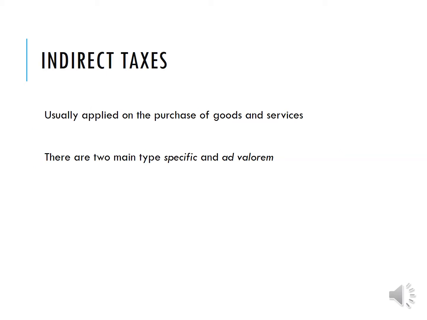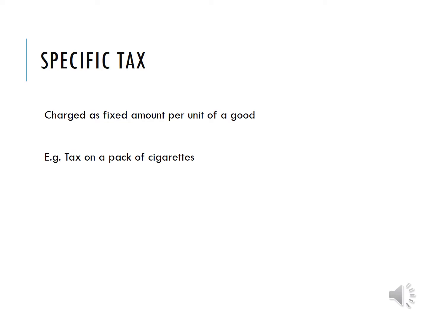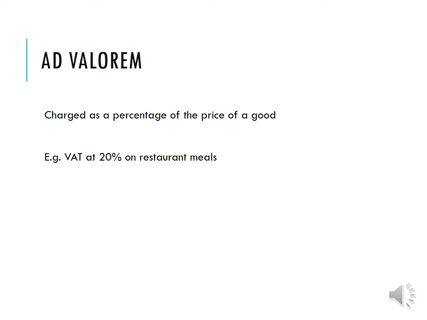The second category of tax is an indirect tax, and these are usually applied when you buy a good or a service. And there are two main types, specific and ad valorem, and we'll look into these two now. A specific tax is charged as a fixed amount per unit of a good. So for example, you might have a €2 tax on a pack of cigarettes. So that is a tax, that amount that applies every time you buy a particular unit of a good. It doesn't change. An ad valorem tax is charged as a percentage of the price.